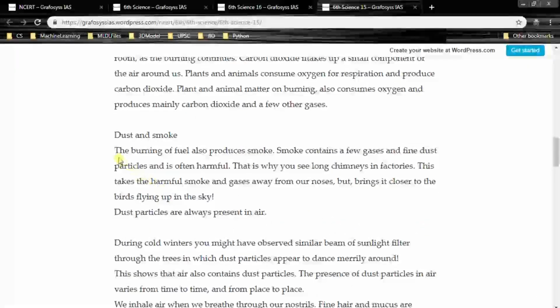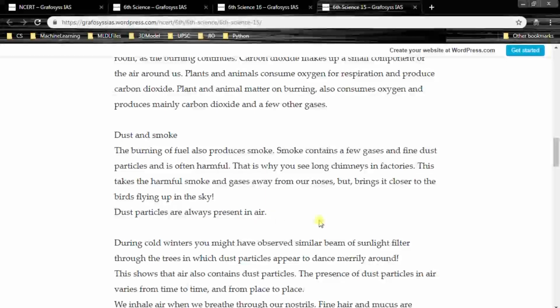Dust and smoke. The burning of fuel also produces smoke. Smoke contains a few gases and fine dust particles and is often harmful. That is why you see long chimneys in factories. This takes the harmful smoke and gases away from our noses, but brings it closer to the birds flying up in the sky. Dust particles are always present in air.